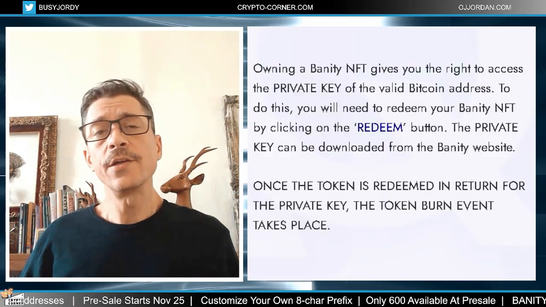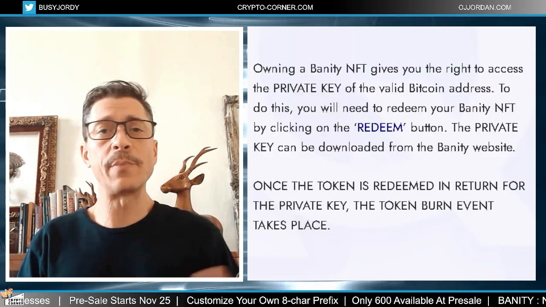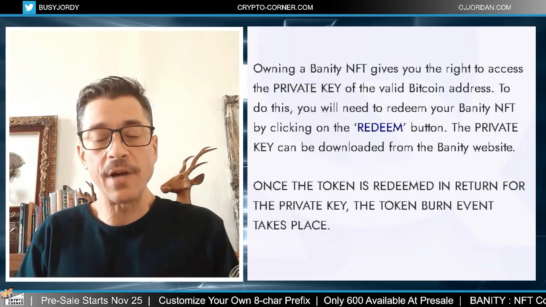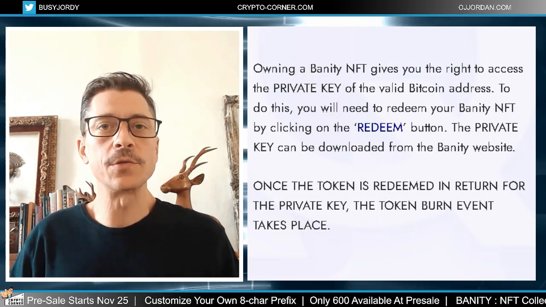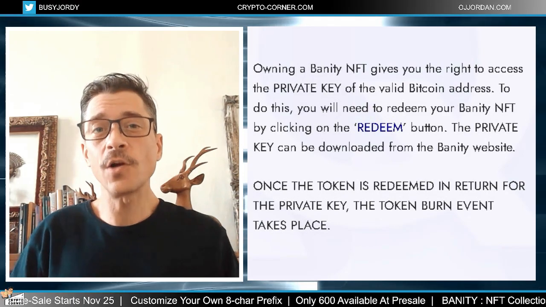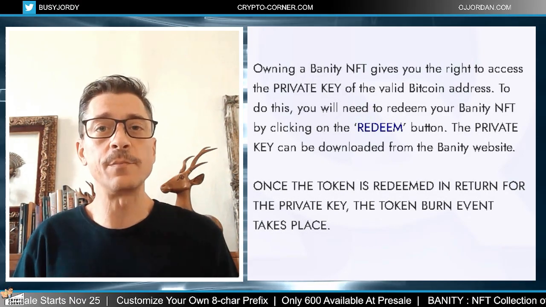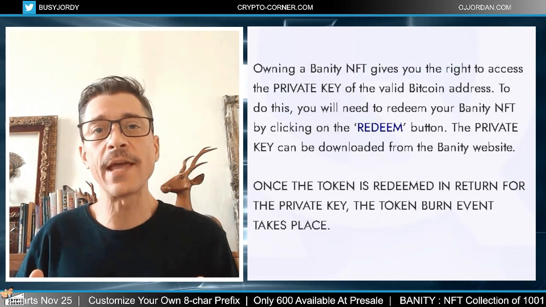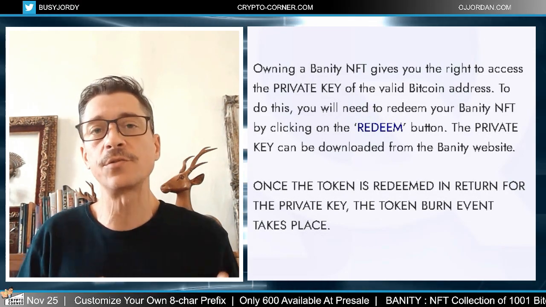And as an owner, you can actually resell this Banity NFT, or you can redeem the wallet address, the private key that is connected to it. So if you unlock the private key of this valid Bitcoin address, then this token is permanently destroyed and can no longer be traded. You cannot resell it.